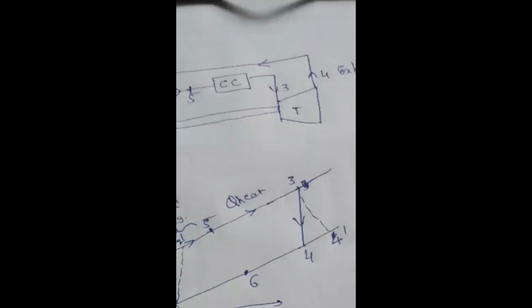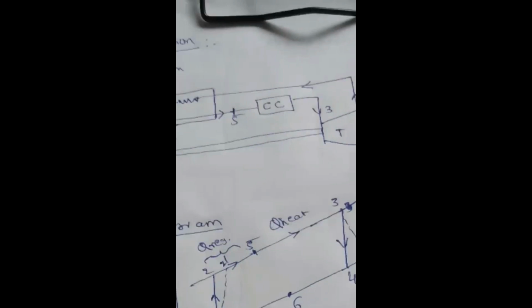Now at point 3, the exhaust comes out from the combustion chamber and is passed to the turbine. The turbine will produce the work, and the exhaust comes out at 4. Last time we saw the intercooler and reheater, where the exhaust is left to the atmosphere.